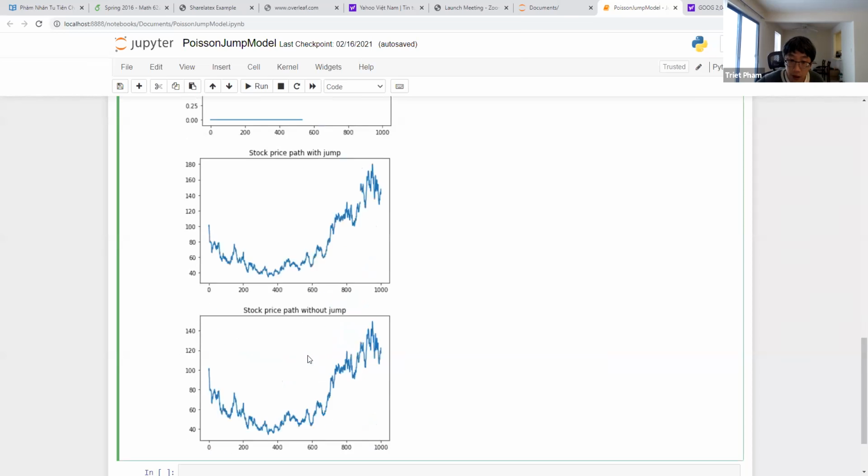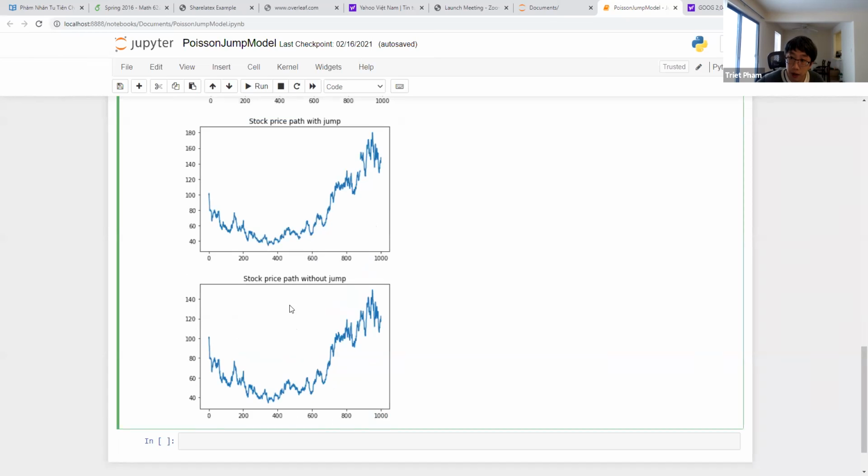To compare with the good old Black-Scholes model, here I take the jump component away. You see it moves, so the path is not exactly the same, but it's very similar. But you see the overall effect: this is 0 to 180, 0 to 140, because the jump kind of modulates that.